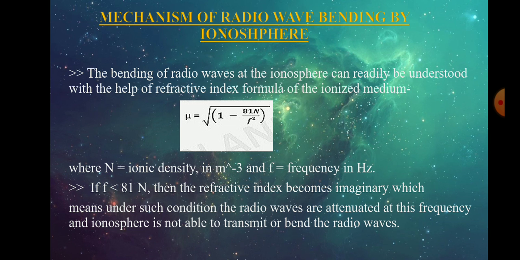The distribution and the dynamics of the plasma depend on the coupling between the neutral atmospheric winds, solar heating, photoionization, electrical conductivity, and the interaction with the magnetic field of the earth. So if we look at the whole mechanism, the bending of the radio wave at the ionosphere can be readily understood with the help of the refractive index formula of the ionized region.